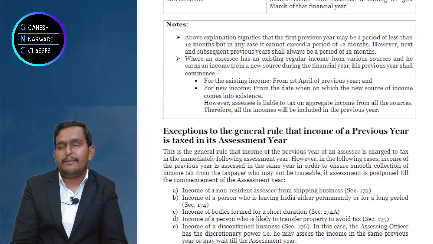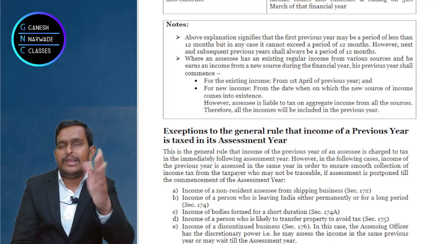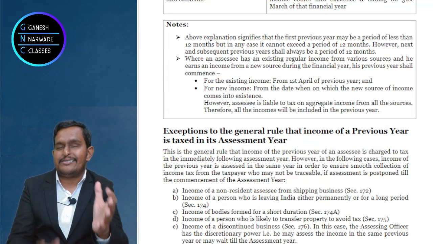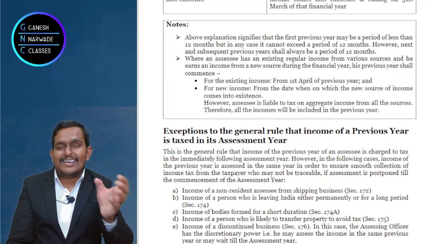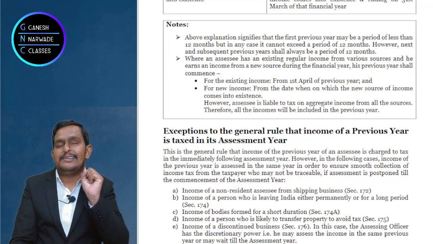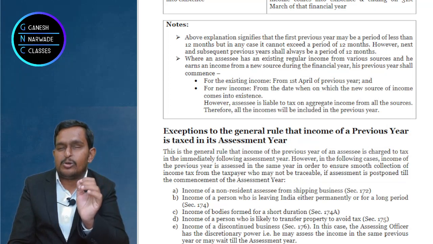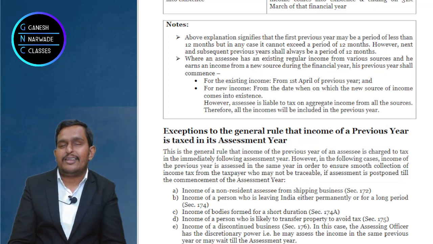But non-resident shipping business, no guarantee, no belief, no trust. So government says, chalo, immediately abhi nikalo, right? So you earn income in the previous year 22-23 and pay taxes in 22-23 itself. This is Section 172. Now come to 174.